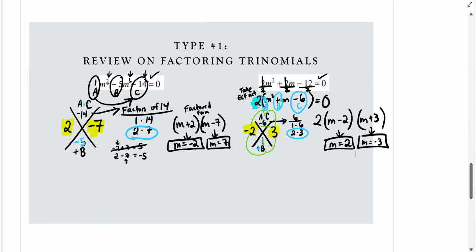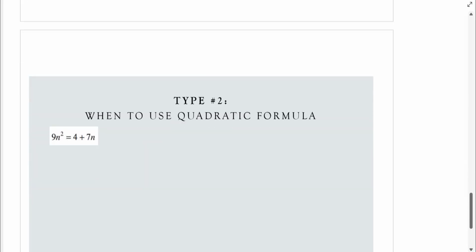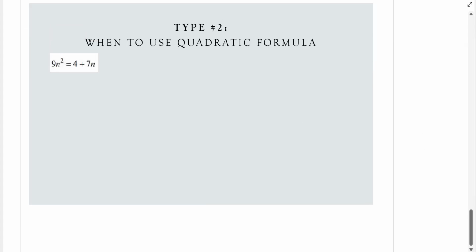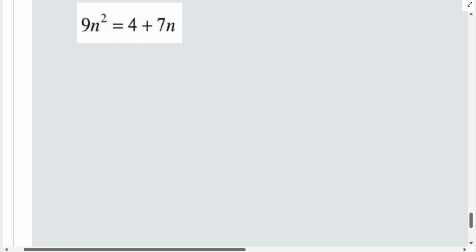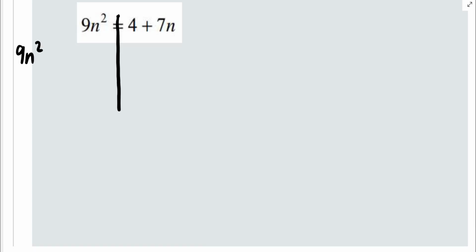That's type 1. Now, type 2 is the type when we need to use the quadratic formula, and I'm going to show you how you know that it's the type you need to. Now, I like to keep a positive, so I'm going to keep the 9n squared on this side. I'm going to have to move the 7n over first because that's the second group, because we have to go in descending order. So if it's positive there, it becomes negative. Then I would do the number last. Again, that one's positive, it becomes negative. And then I have equals 0.